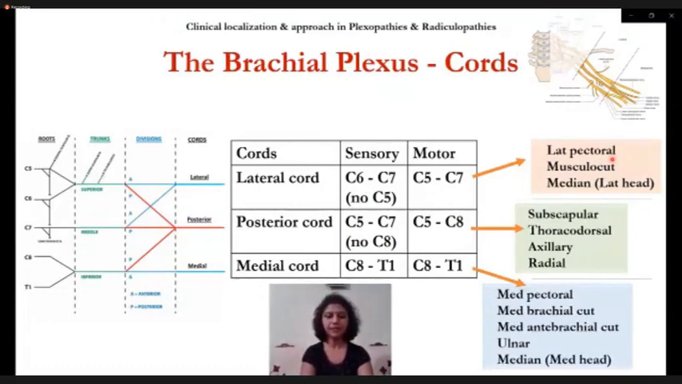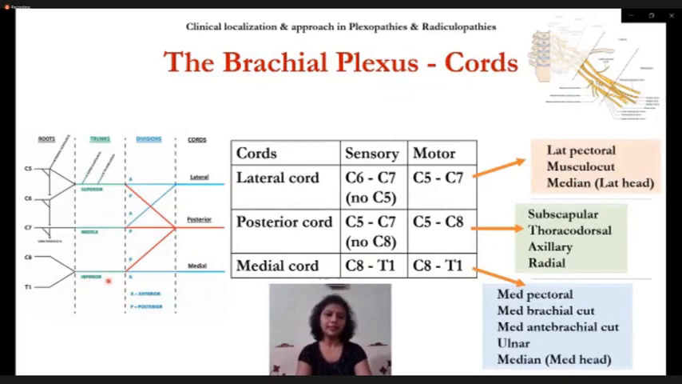The posterior cord is formed by the union of the posterior divisions of all the three trunks. It contains the C5 to C7 sensory fibers and the C5 to C8 motor fibers. Remember that here there is no representation of C8 sensory fibers in the posterior cord. The posterior cord gives off the subscapular nerve, the thoracodorsal nerve, the axillary nerve, and the radial nerve.